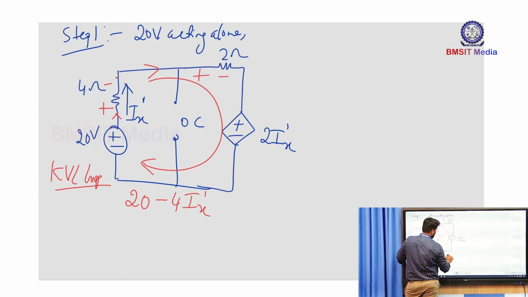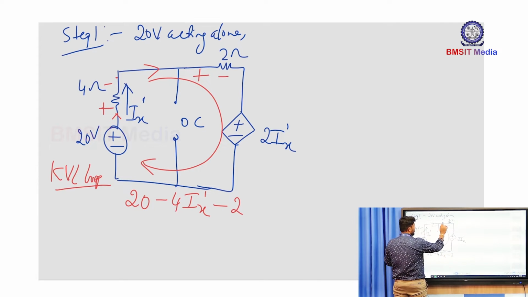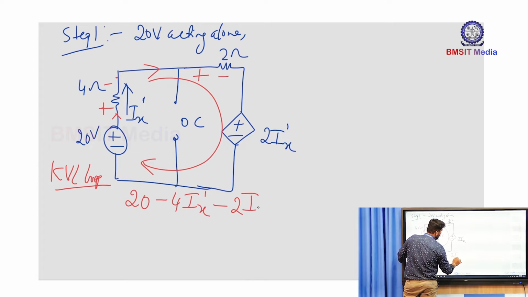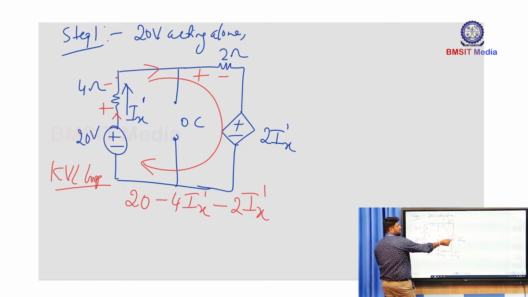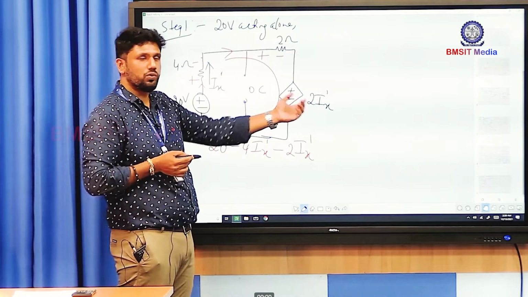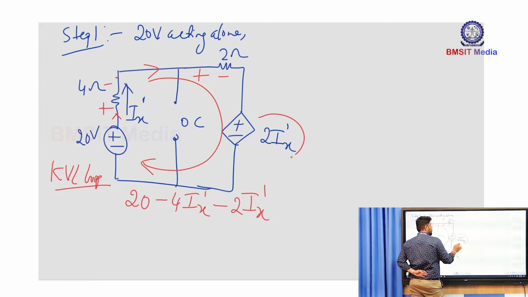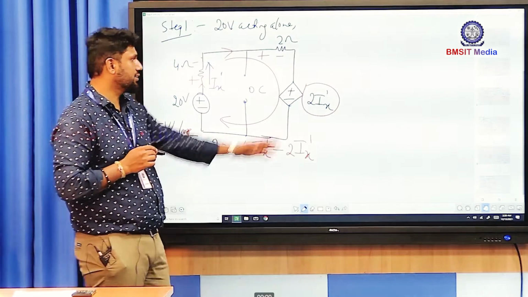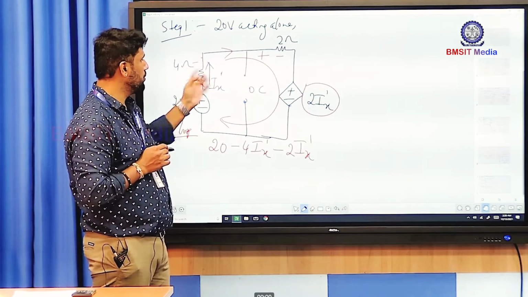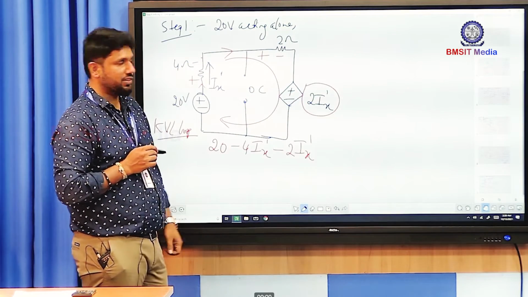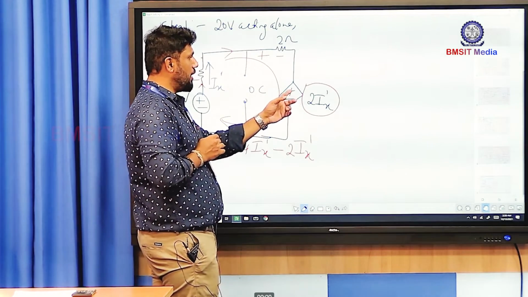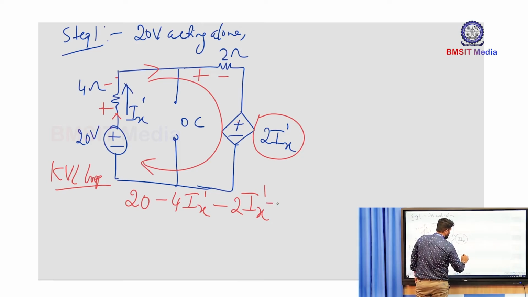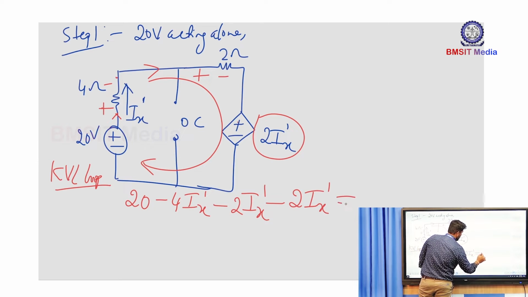Again here, plus to minus is a drop: minus the resistor value, which is 2, and the current flows through the same resistor in the same loop. Since the same current flows, it is Ix dash. And this is a dependent voltage source whose value is 2 times Ix dash, and Ix dash is the controlling variable, defined as the current flowing through the 4 ohm resistance branch. So now if you write the voltage value, plus to minus is a drop, and the value of the voltage is twice Ix dash, which is equal to 0.